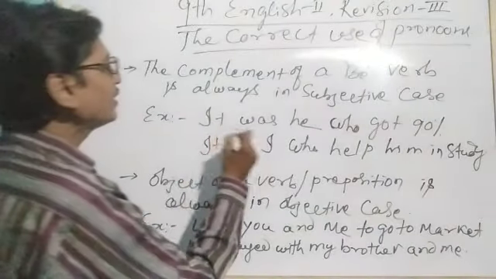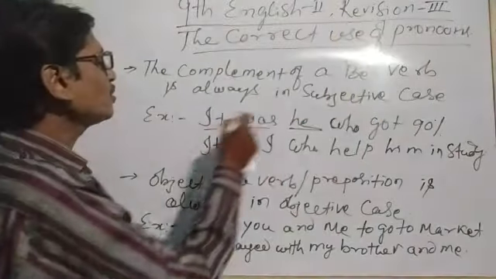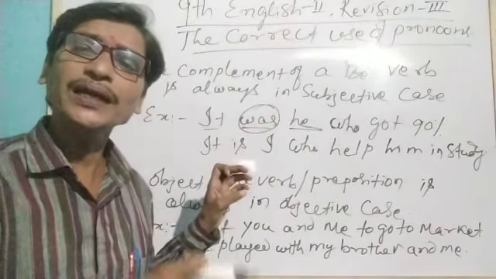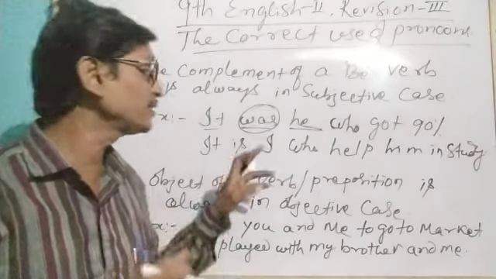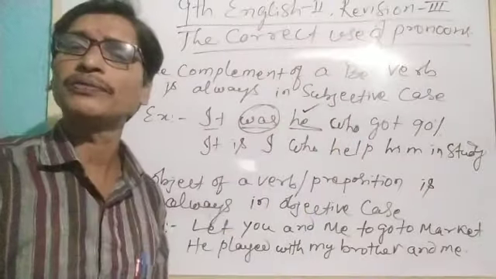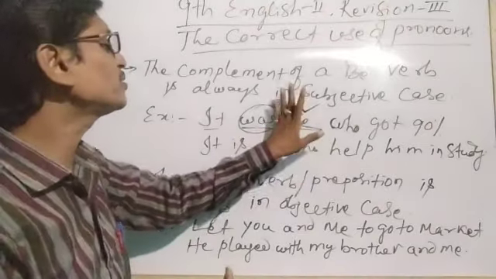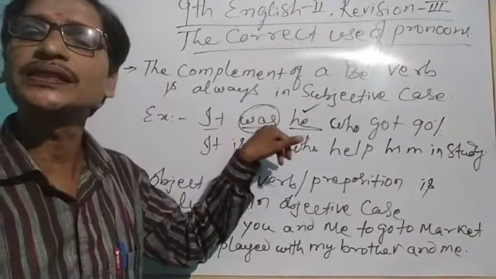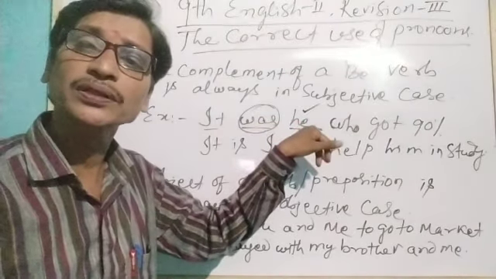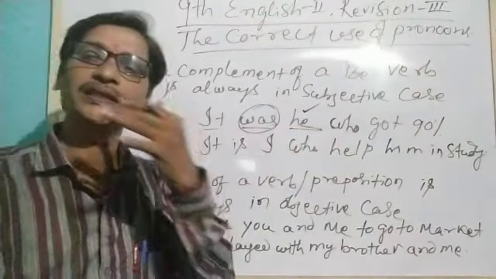Here the example given: it was he who got 90%. So here you see was is here. Was is a be verb. We say be, am, is, are, was, were, this. Therefore, was is a be verb, and immediately after this there is a pronoun. So this pronoun is a personal pronoun. So it is functioning as the complement of this be verb. Therefore, for the complement of a be verb, if any pronoun is used, that must be in its subjective case. So here, he is the subjective case.